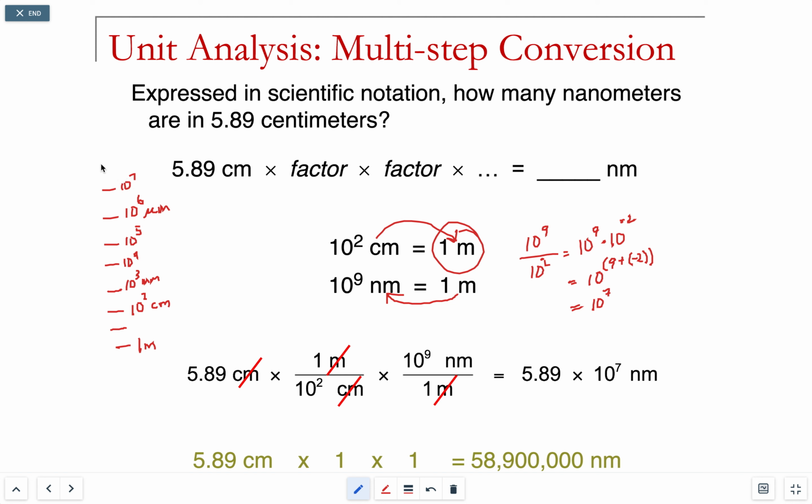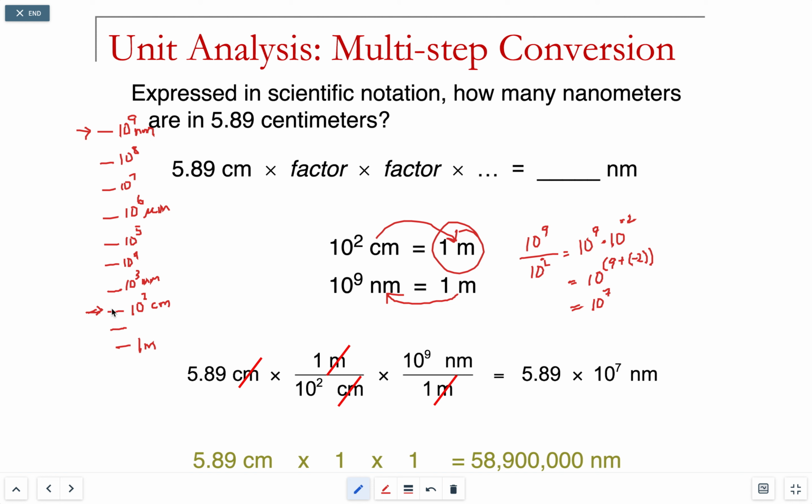10 to the 7th, 10 to the 8th, 10 to the 9th. This would be nanometers. Now, what we want to look at is this is our starting point, this is our ending point. If we look at multiplying by 10, what is the difference?